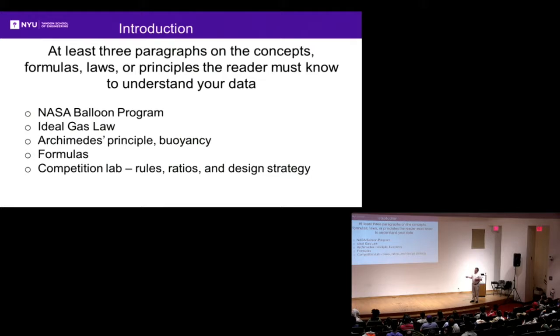Then because it's a competition lab, I want to know the rules, the ratio that determined the rankings in the competition, and then the final paragraph should be your design strategy. How did you take all of this information and how did you implement it in your balloon with an eye towards winning the competition? Now, here's something to bear in mind about this.